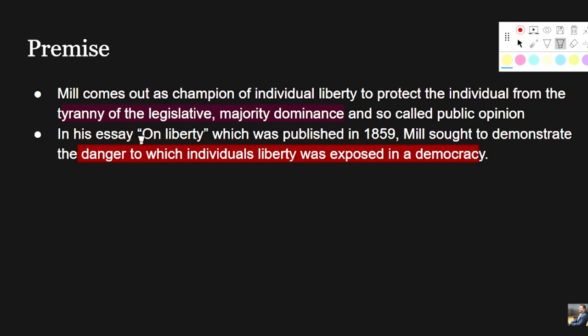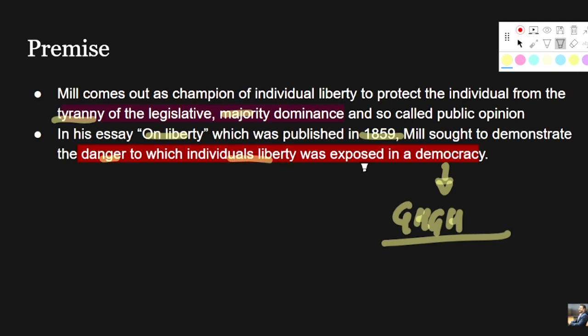Basically, in his work On Liberty, which was published in 1859, Mill sought to demonstrate the danger to which individual liberty was exposed in a democracy, right? Again, the idea of democracy emerged from the idea of utilitarianism by Bentham, where he gave power to the legislature to rule over the people of that particular state. But gradually, as I have already told you, the power started being converted into tyranny and majoritarianism. Mill was concerned about the danger to which individual liberty was exposed in a democracy, right?